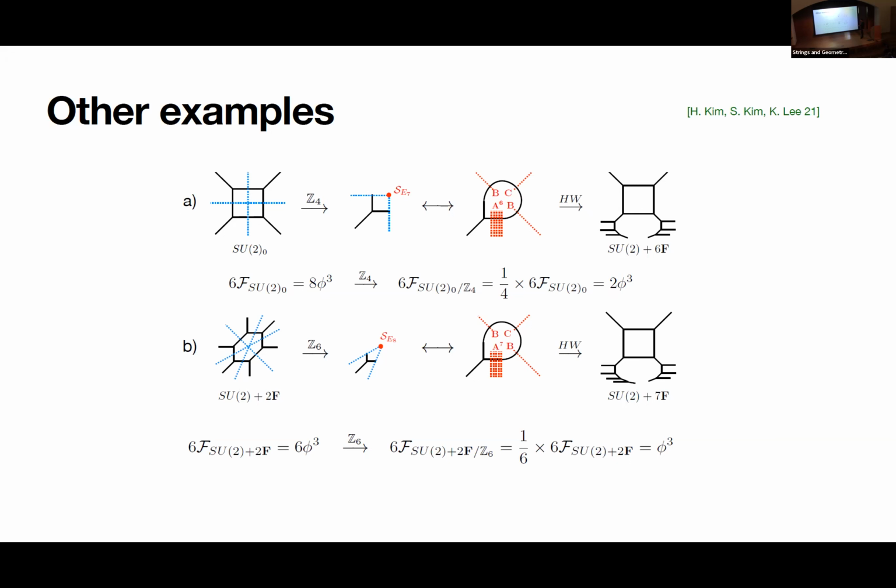And you can also do the same for this theory, SU2 plus 2 flavors, which has a Z6 symmetry. The Z6 quotient will generate the E8 7-brane at the center, and you can check that the prepotential matches with the theory that you get by doing a Hanany-Witten move once you split the brane into ABC 7-branes. Good.